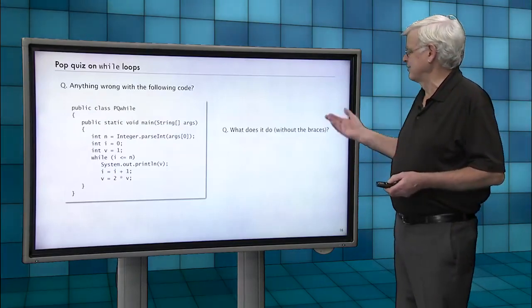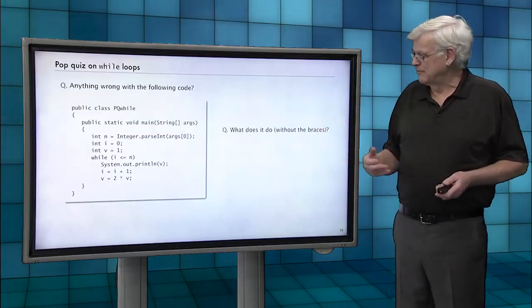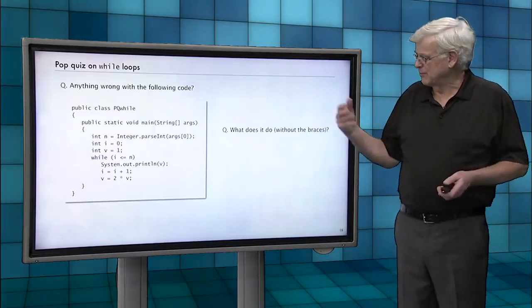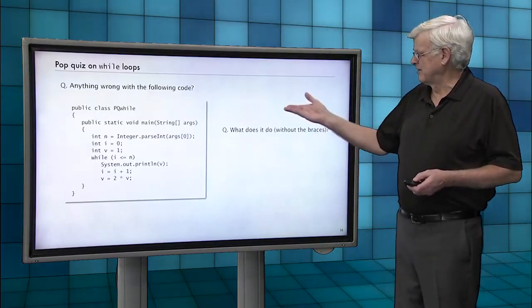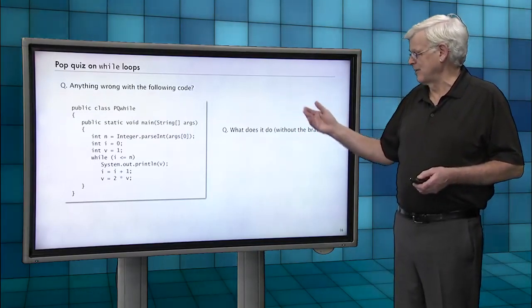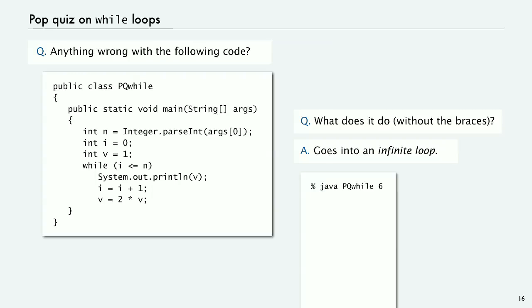And if you do make that mistake, it's worthwhile to think about what might happen. So that's the next thing, is what does this program actually do when we run it? If you were to type in that program and forget the braces by accident, you would have to cope with the situation. Well, what it does is it sets i to 0, and say n is 6. As long as 0 is less than or equal to n, it's going to print out v. That's an infinite loop. There's no way for it to get out of the loop. And if you compile that program and run it, it'll just keep printing 1s.